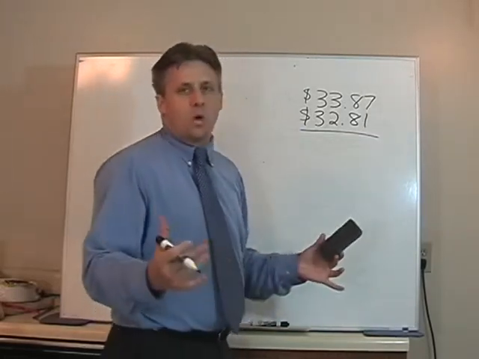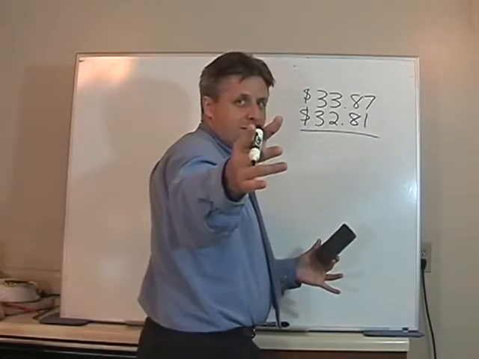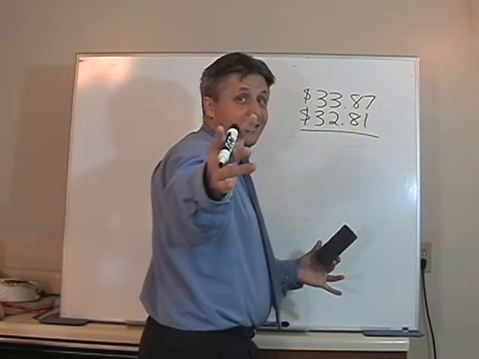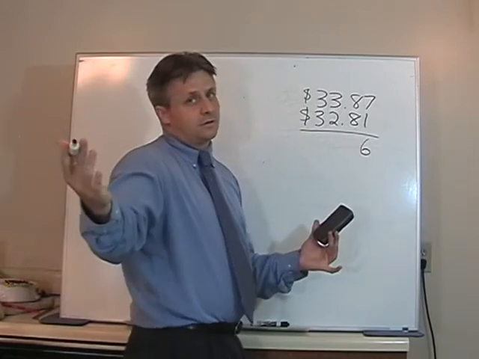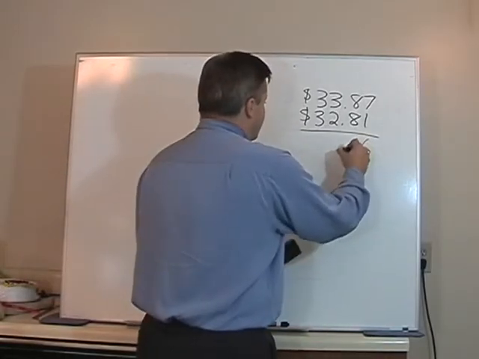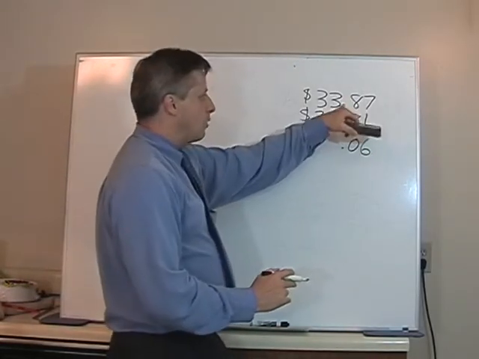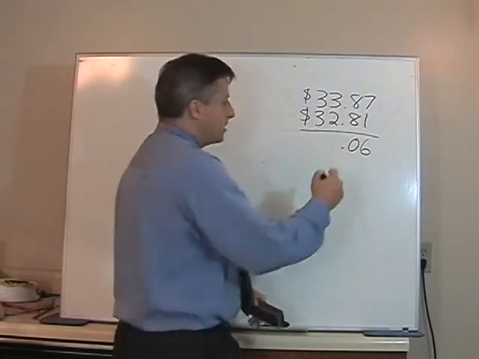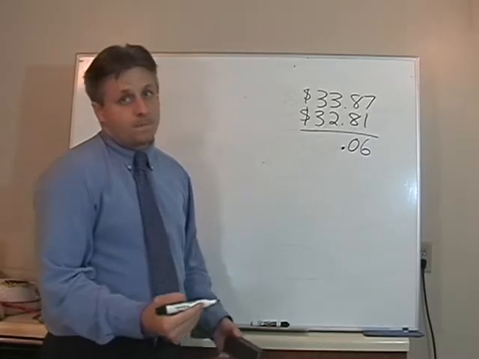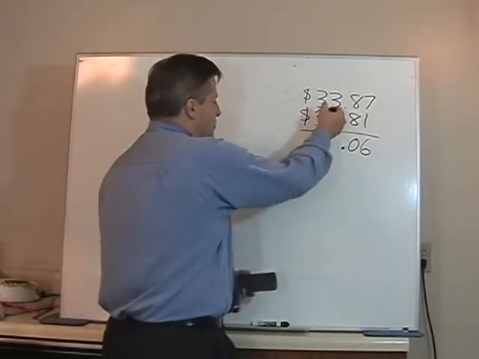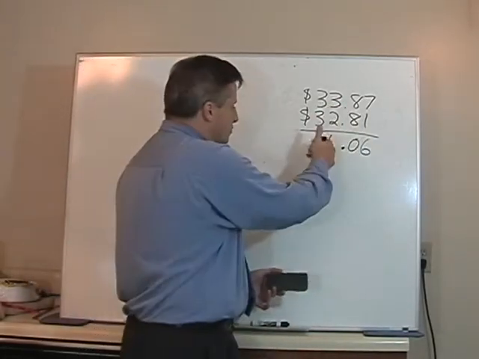What's 7 minus 1? 6. Oh, that's right, it is 6. Okay, very good. 8 minus 8? 0. That's easy. Now we come to our decimals. We can just drop our decimal down, put a decimal right there. 3 minus 2? 1. What's 3 minus 3? 0, so there's nothing there.